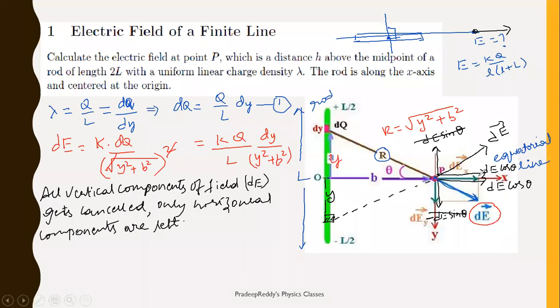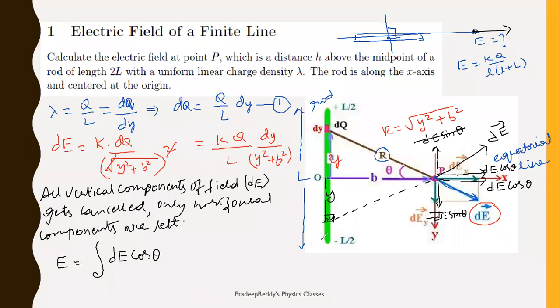Now these horizontal components are all in the same direction, so I should add them. If you add them, you will get the net electric field E, which is the integration of dE cos theta. Because of this upper part dE cos theta, lower part dE cos theta, like that, all parts' dE cos thetas will be added, so that you get an integration. So for the integration limits, you can take it from the bottommost point to the topmost point.